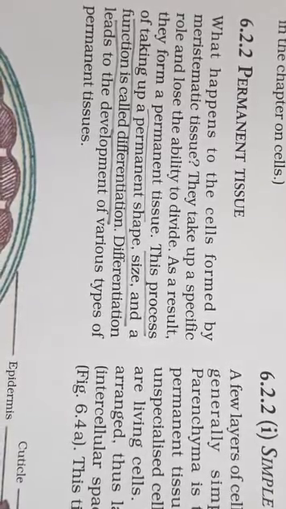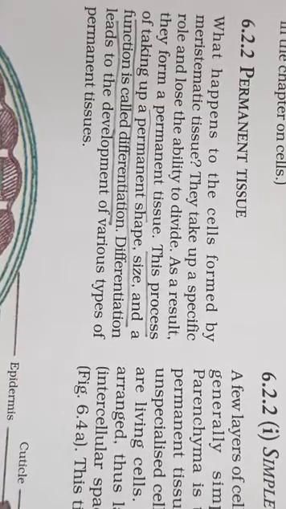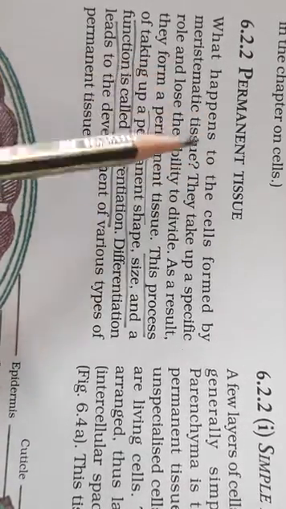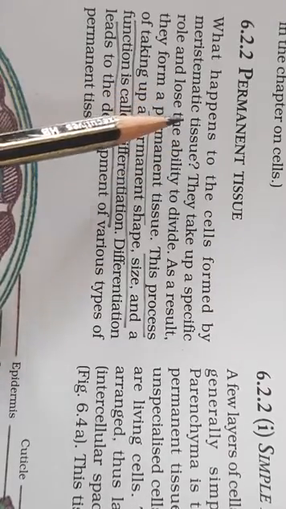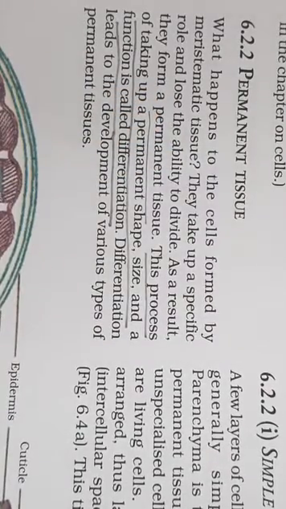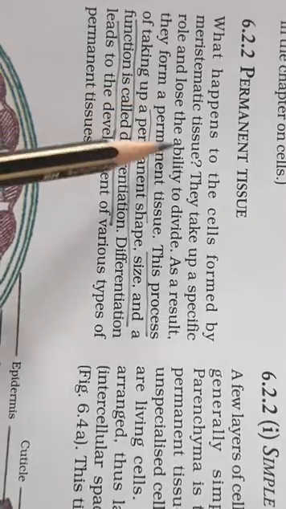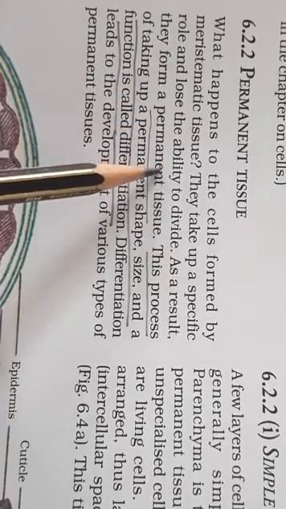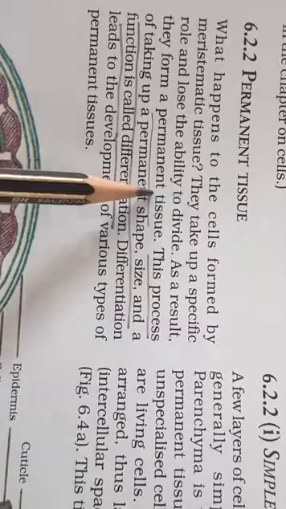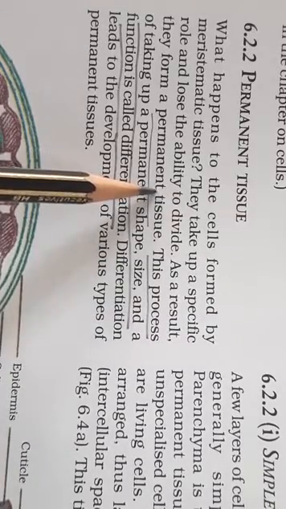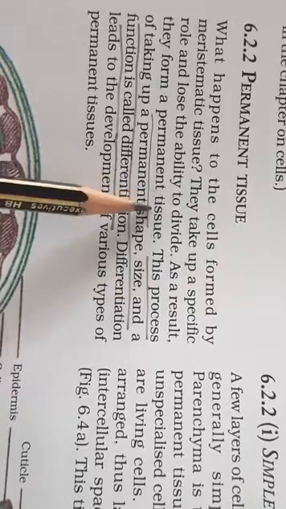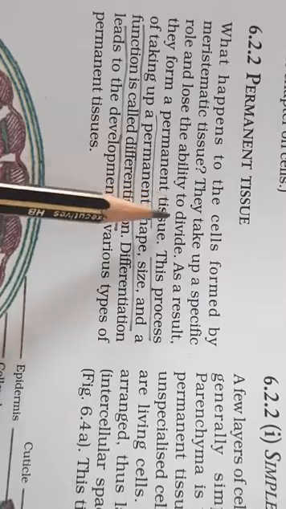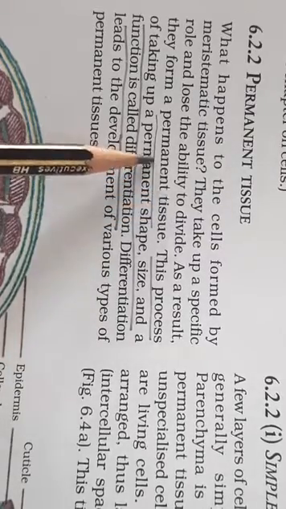Good morning, students. Let's move on to the second type of plant tissue, that is the permanent tissues. Now, what happens to the cells formed by the meristematic tissue? You have already studied the meristematic tissue. After some time, the meristematic tissues take up a specific role and lose the ability to divide. Meristematic tissues are capable of dividing and multiplying, but after some time they lose that ability and form the permanent tissue.